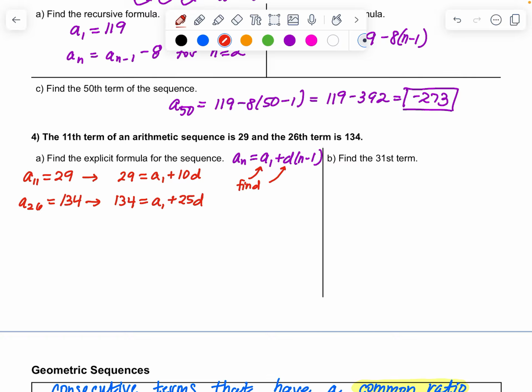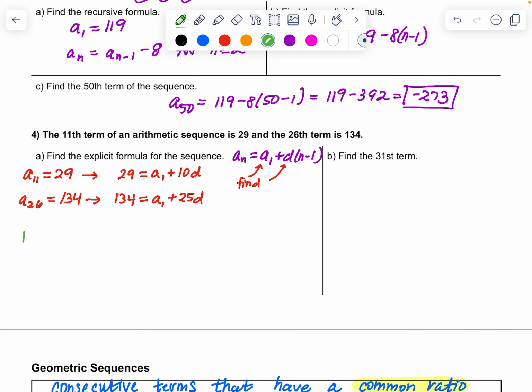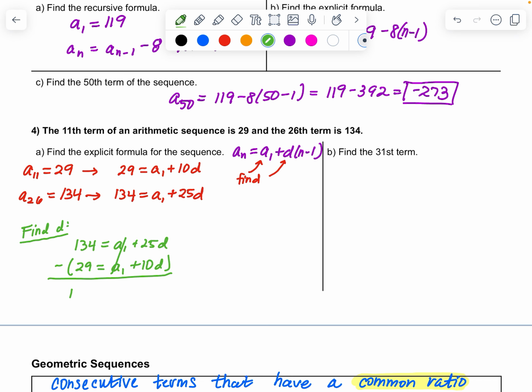First things first, I'm going to find d, the common difference. We're going to solve this system using elimination. I like to put the bigger one on top, so let's do that. We're just going to stack them, and then we're going to subtract the 11th term equation. When I subtract, the first term will cancel. I have 134 minus 29, that's 105, and then this is 15d. When I divide by 15, that's going to give me a value of 7.